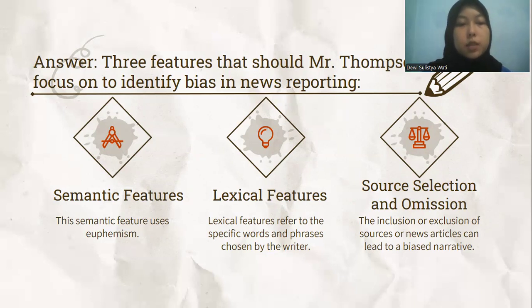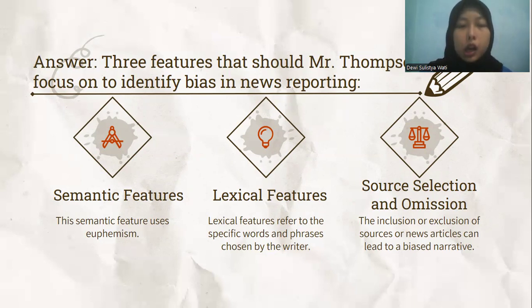The first one is semantic features. The semantic features use euphemism. Euphemism is a strategy to replace an existing word or expression with a more subtle meaning. This strategy shifts meaning because in the shift of meaning, there is an effort to replace symbols in the forms of words, phrases, and sentences with other forms, so that the meaning will be shifted.